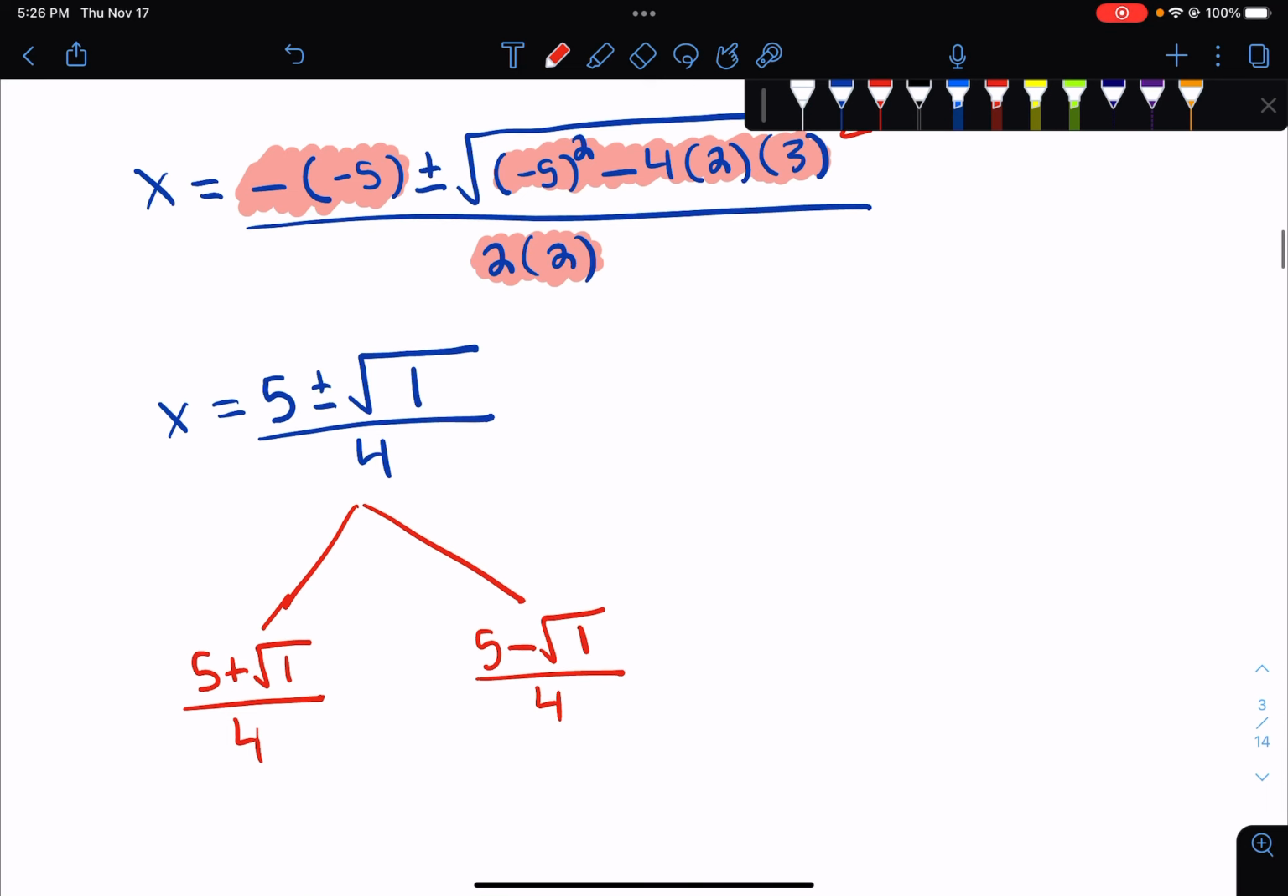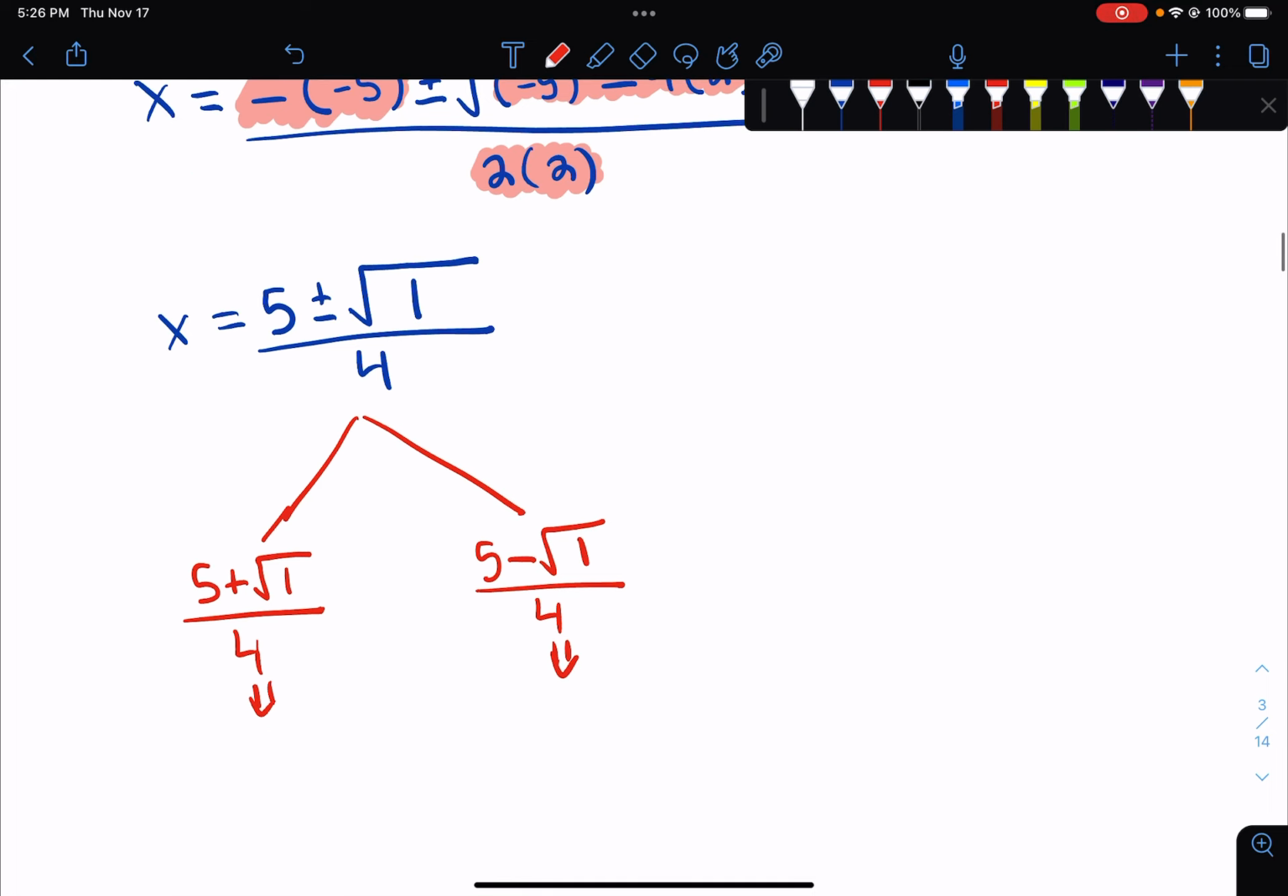When you do that, each of these is going to give you an answer. So 5 plus square root 1 divided by 4 comes out to be 3/2. So x equals 3/2. There's one of my solutions. 5 minus square root 1 divided by 4 comes out to be 1. So x equals 1 is my other solution. And that's okay. It's all right if I get 2 solutions. That's why there's a plus and a minus, because parabolas like to cross in 2 places. They don't always do it, but they like to try to do it.